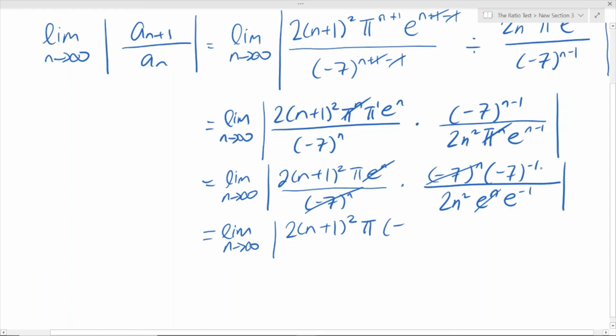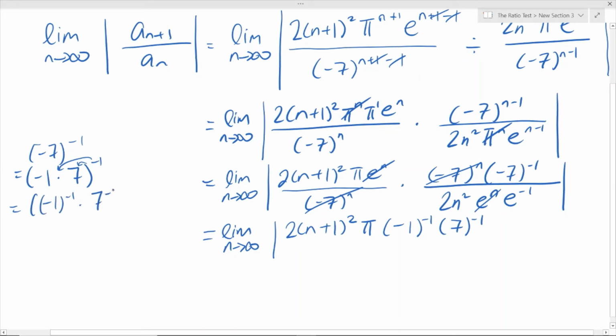Negative 7 to the exponent of negative 1 is the same as negative 1 to the exponent of negative 1 times 7 to the exponent of negative 1. And that is because this negative 7 is the same as negative 1 times 7. And so, if we write this on the side, this is the same as negative 1 times 7, right? And if they were both being raised to the exponent of negative 1, it will look something like this. And since we have the exponent here and we have multiplication according to exponent laws, we can distribute this into each one. So it's going to be negative 1 to the exponent of negative 1 times 7 to the exponent of negative 1 like this.